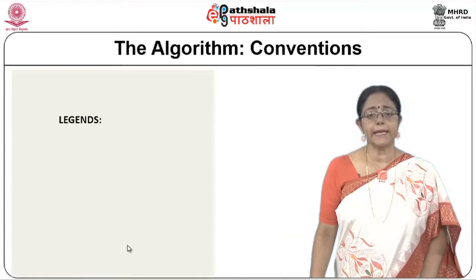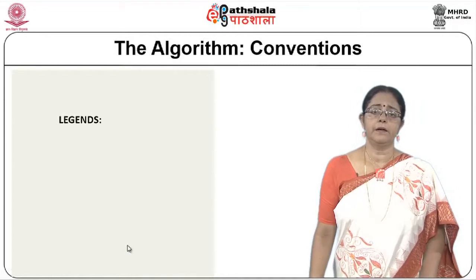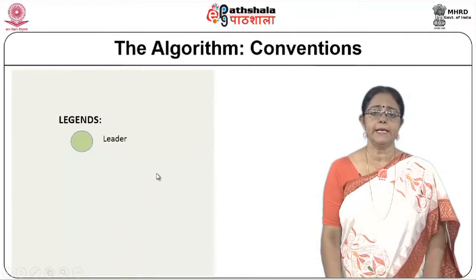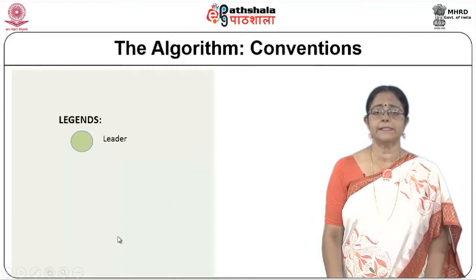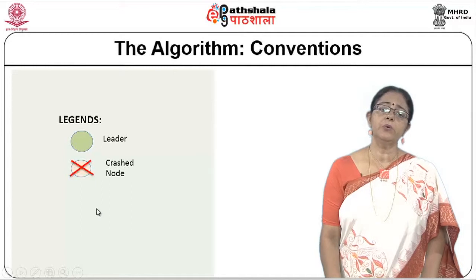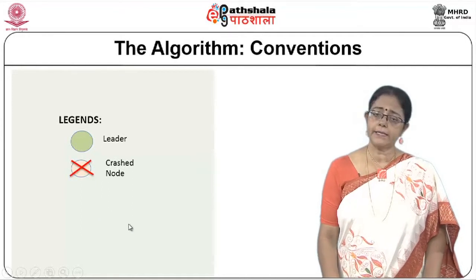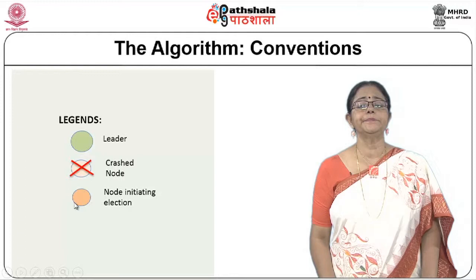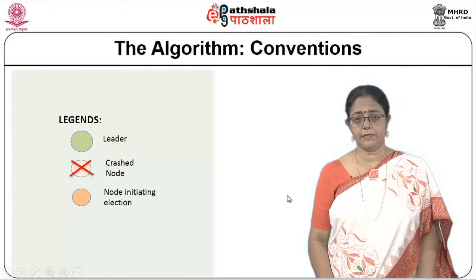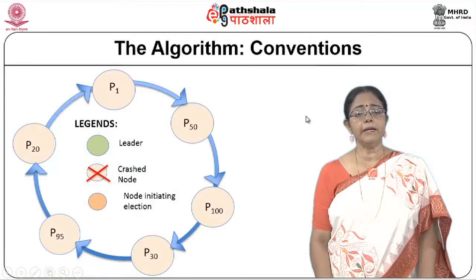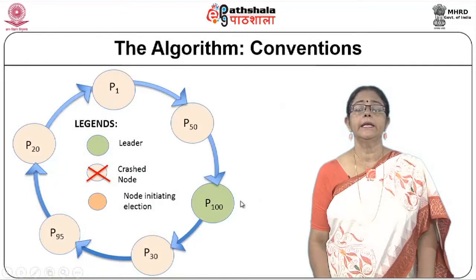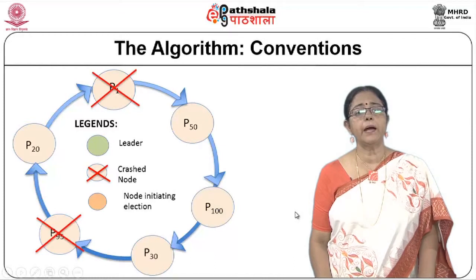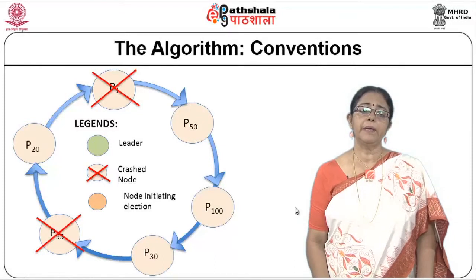Now, we will take an example to understand how the ring algorithm works. For this, we have to decide the legends. A green colored node is considered to be the leader node. If a node has crashed, then we put 2 red lines across it to indicate a crashed node, and this red colored node is the election initiator. So, in our example, P100 is the leader or coordinator node, and P1 and P95 may be crashed nodes.